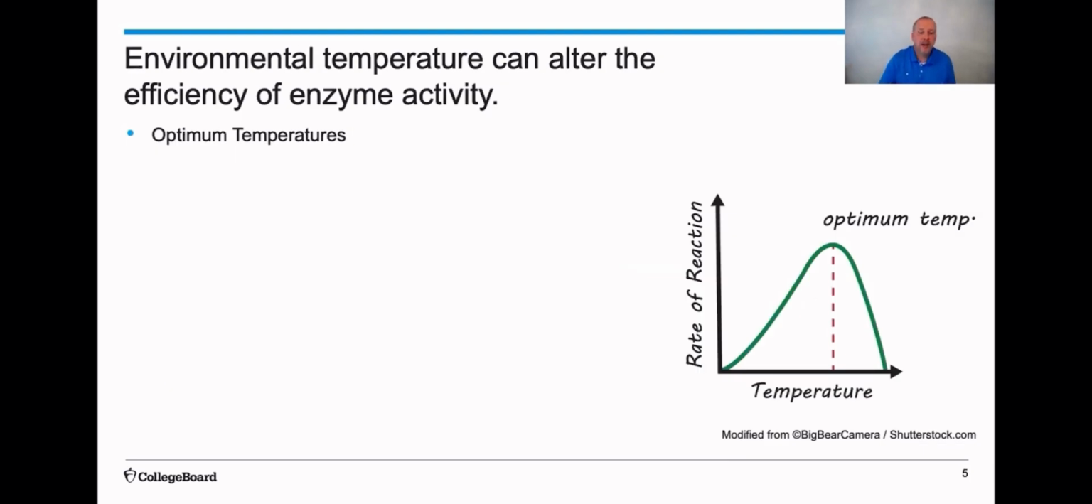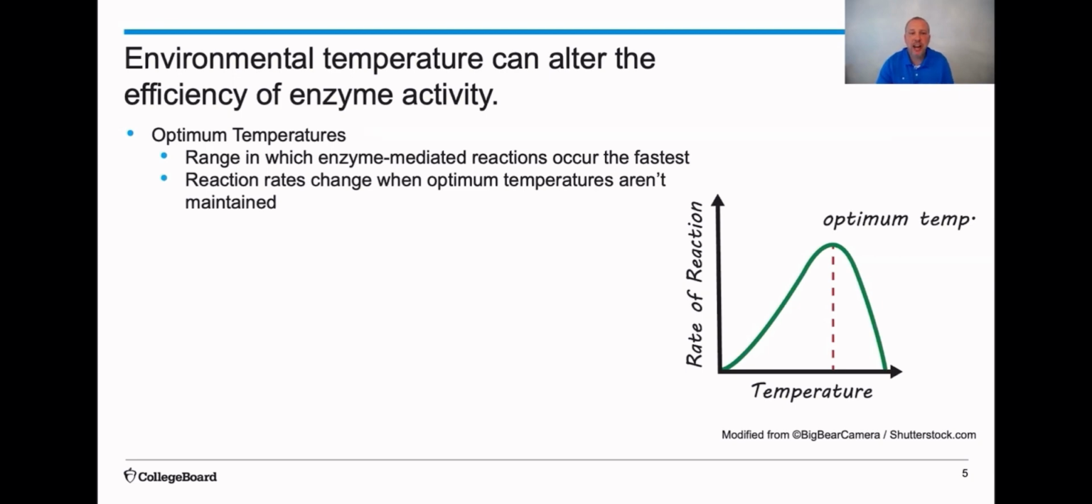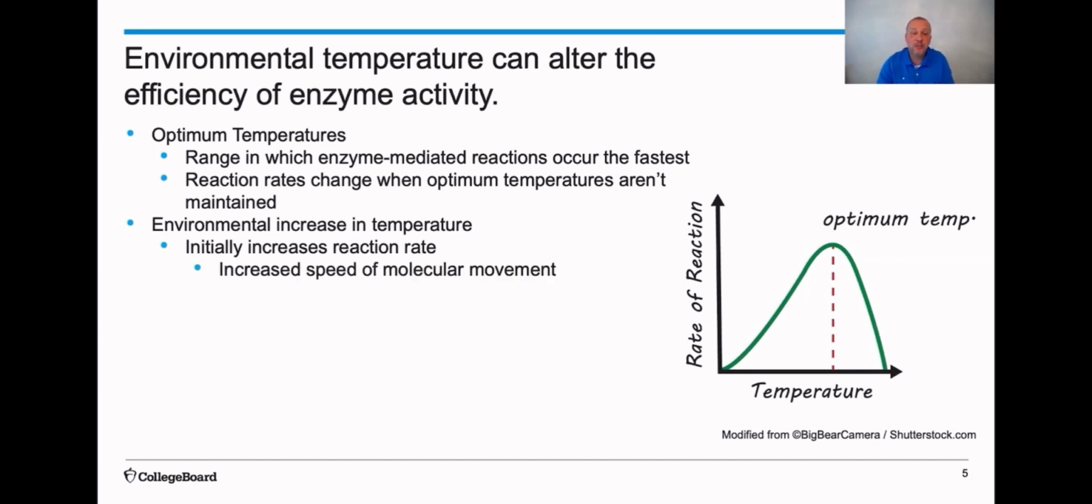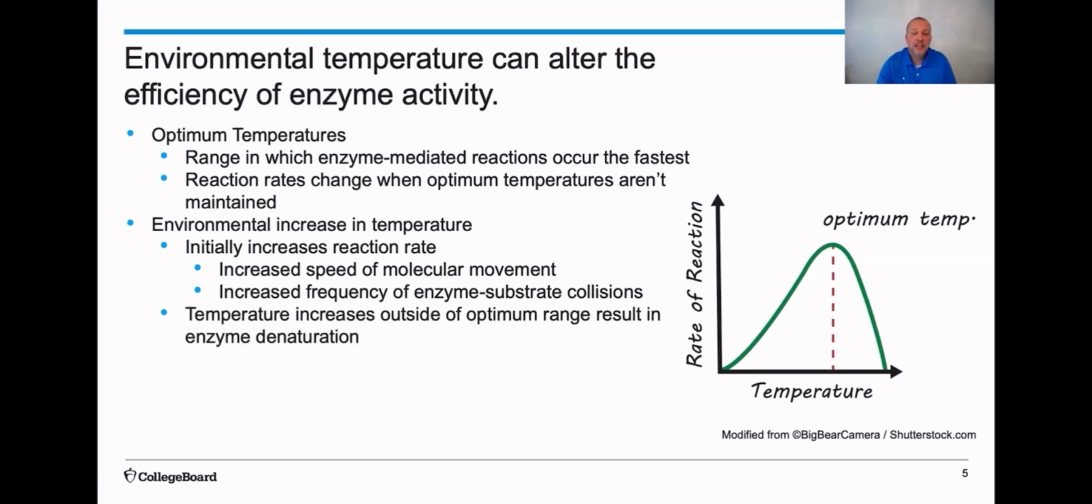So what do we mean by optimum temperatures? Well, optimum temperature is a range in which enzyme-mediated reactions occur the fastest. Reaction rates change when optimum temperatures aren't maintained. When there's an environmental increase in temperature, there's an initial increase in reaction rate. This causes an increased speed of molecular movement and an increased frequency of enzyme-substrate collisions. Temperature increases outside of the optimum range result in enzyme denaturation.